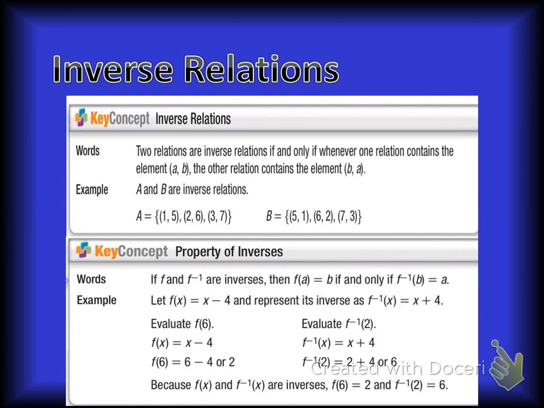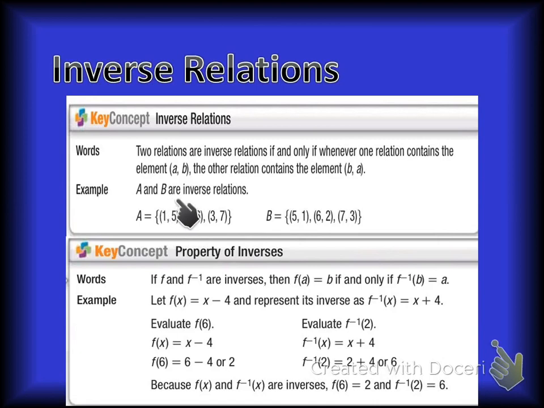Okay, and basically what it says is that two relations are inverse relations if and only if when one relation contains the element a comma b, right here, the other one contains b comma a. So between the two of them, what happened? They switched order. A goes to the Y, B goes to the X. The way it was, A was in the X spot, B was in the Y spot.